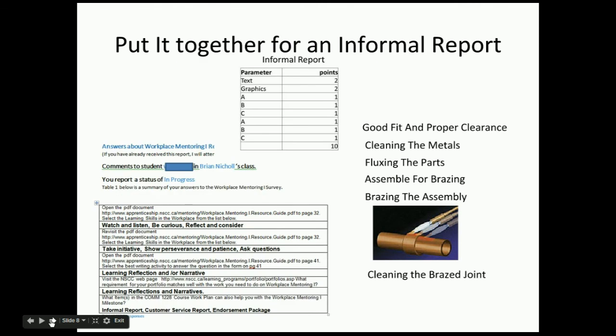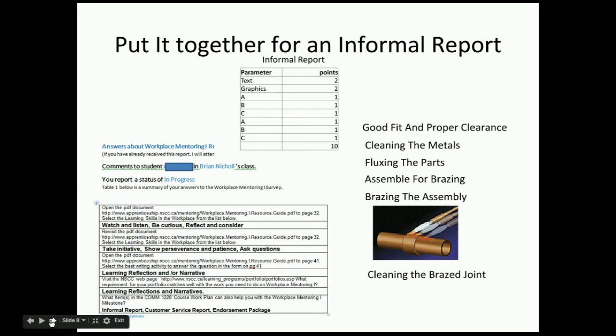Let's see which one. That's right, it is the informal report, because when you think about it, you've put together quite a bit of text when you've done that reflection on how you learned to, let's say, braze metal. What you probably need is a graphic for the second line in the rubric there on the top of the slide. So, we found a graphic so you can find it.